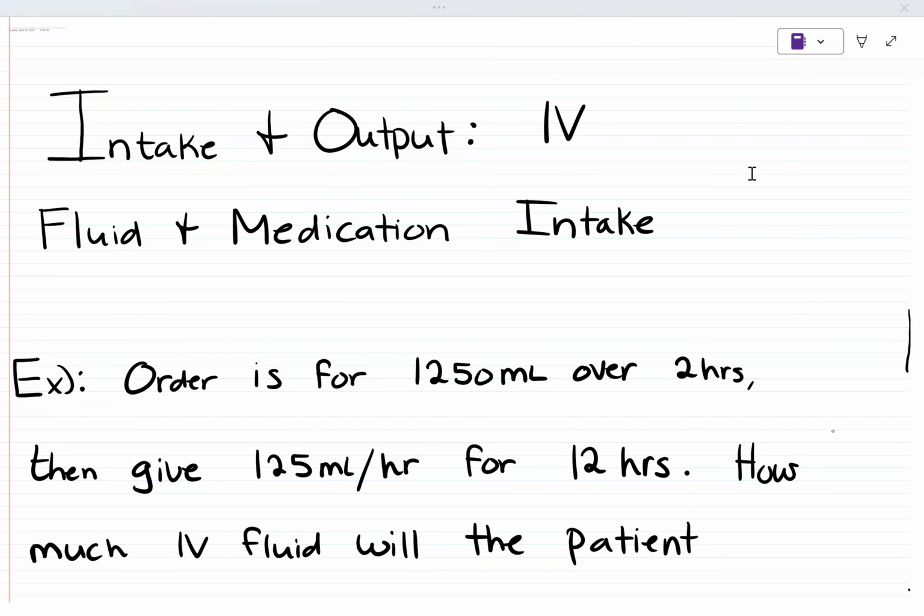Hello, in this video I will do some IV fluids and medication intake problems. This will be a very short video and we are doing intake and output fluid and medication intake. Okay, so let's do example one.